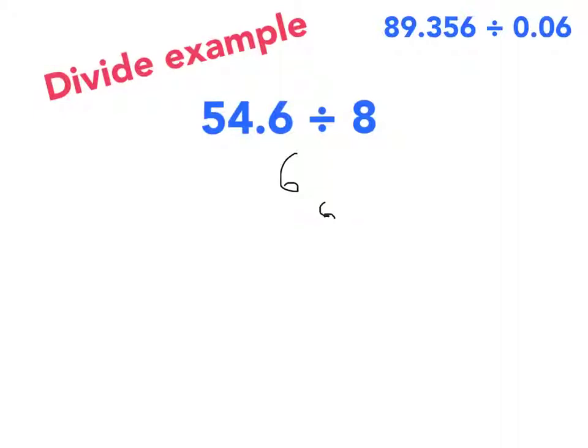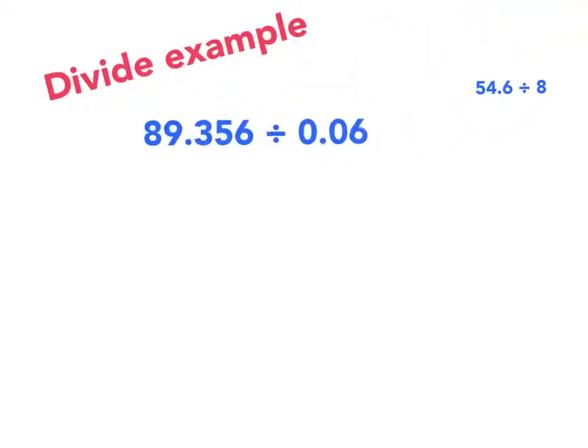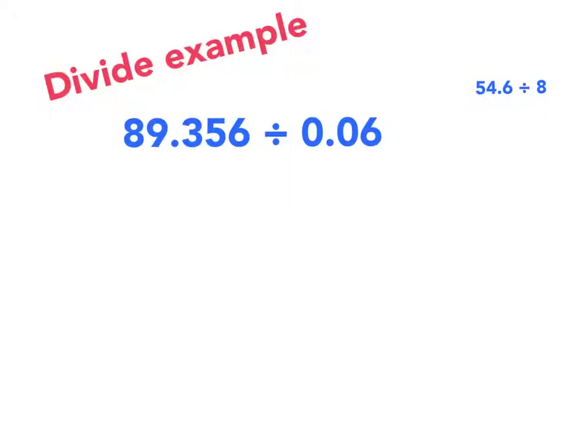Excellent, let's try and get rid of all of this, slowly but surely. Beautiful. Let's look at this other example here. Now, I'm kind of stuck a little bit here because I'm saying 89.356 divided by 0.06. I can't divide a number by 0.06. I just can't do it. So I have to make sure that I multiply my number so whatever my divisor is, this guy here, is a whole number.